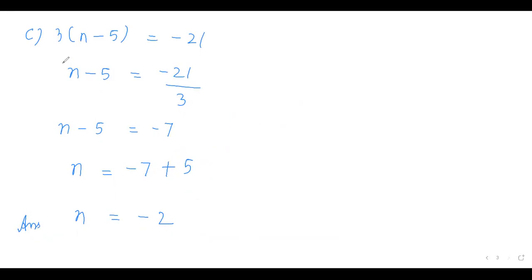So you have to follow the rules of transposition. If there is nothing written, that indicates it is in multiplication. So 3 moves to the other side, then it is in division. So minus 21 upon 3 is minus 7. Minus 5, if you transpose, becomes plus 5. Minus 7 plus 5 is minus 2.